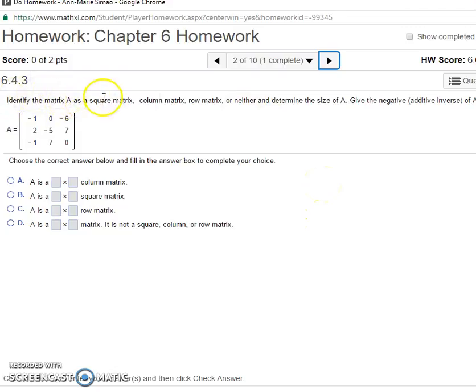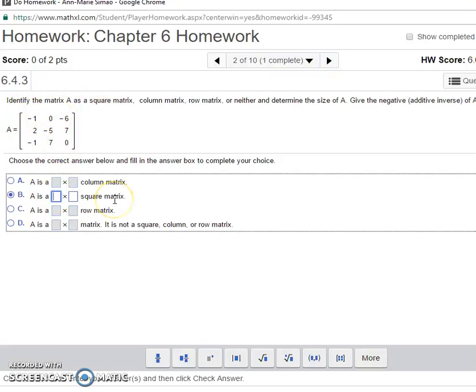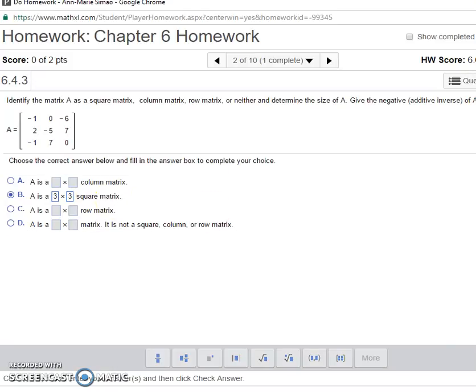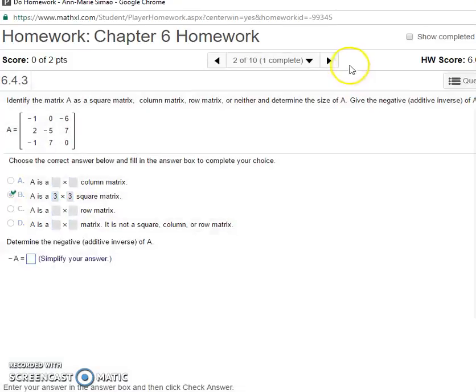Identify matrix A as a square matrix, a column matrix, a row matrix, or neither. And then they want you to determine the size. We have 3 rows and 3 columns. If it's 3 by 3, that's going to make a perfect square. And so this is going to be a square matrix.